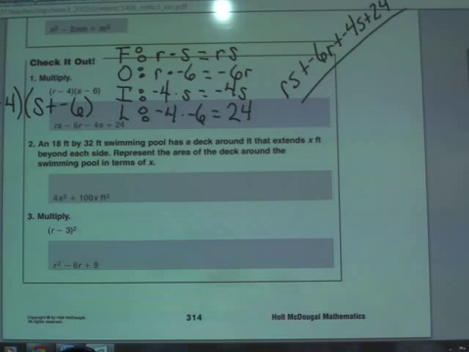Number 2, an 18-foot by 32-foot swimming pool has a deck around it that extends x feet beyond each side. Represent the area of the deck around the swimming pool in terms of x. So here's my swimming pool, and my swimming pool is 18 by 32.